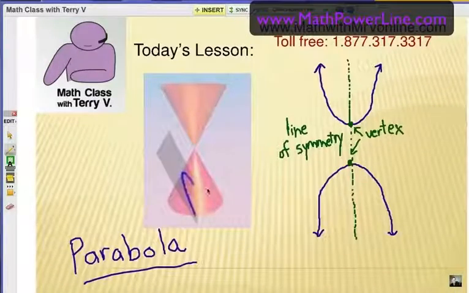A parabola is going to be a U-shape or an upside down U-shape where you have a vertex, which is either the lowest point on a U-shape or the highest point on an upside down parabola, and right through the middle there is a line of symmetry. It's a symmetrical shape because the curve going out to the right is exactly the same curve as going out to the left. That's important to know when we're trying to graph these things.